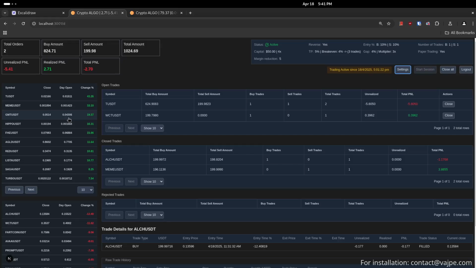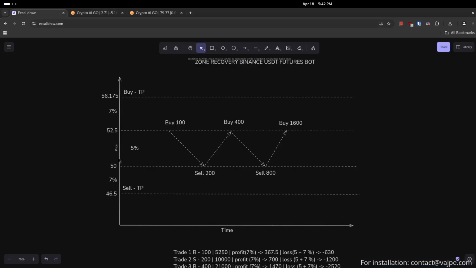It selects the open price at the start of the day, 00:00, and calculates the difference from the current close. Whenever there is a need to select a coin to trade, it takes the highest movement coin from these two tables, right? Once it has selected a coin, it trades according to the strategy. I will explain the strategy now.